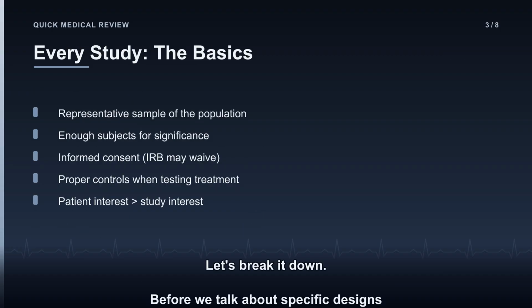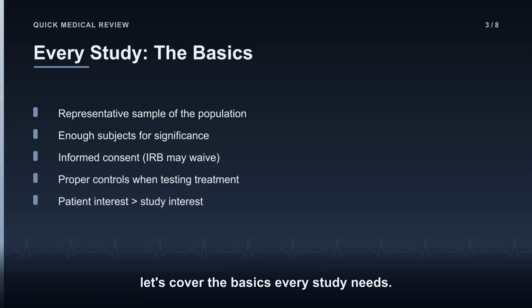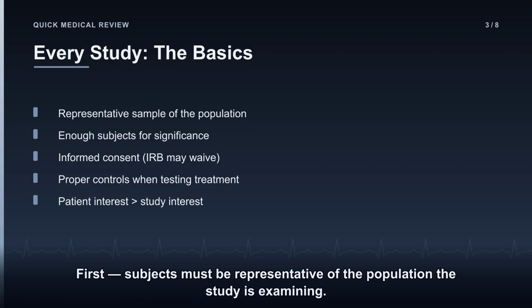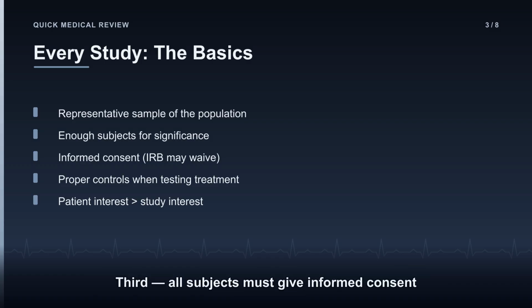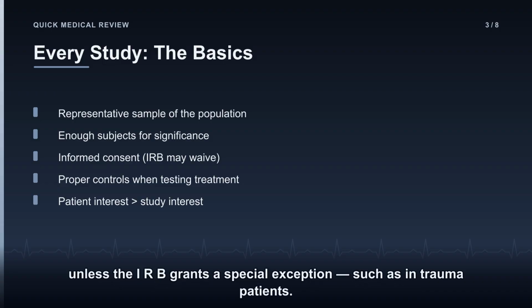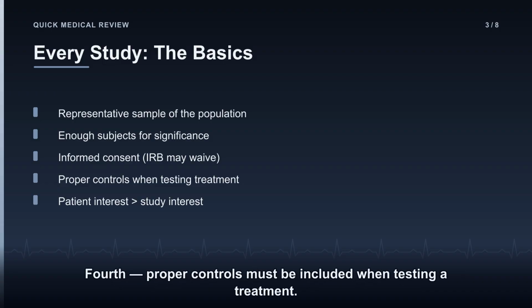Let's break it down. Before we talk about specific designs, let's cover the basics every study needs. First, subjects must be representative of the population the study is examining. Second, you need enough subjects to reach statistical significance. Third, all subjects must give informed consent unless the IRB grants a special exception such as in trauma patients.